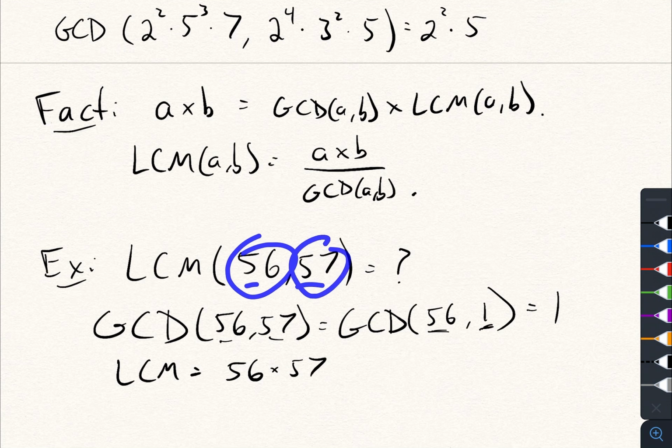You could also find the prime factorizations of these two numbers. That would probably not be too bad in this example, but if you had the LCM of, say, 256 and 257, that would be a little bit more tedious to do, right? But you could do it in the same way. The GCD is still going to be equal to 1, but the LCM will just be equal to the product of those two numbers, right? So this is a pretty useful fact to have in your back pocket.